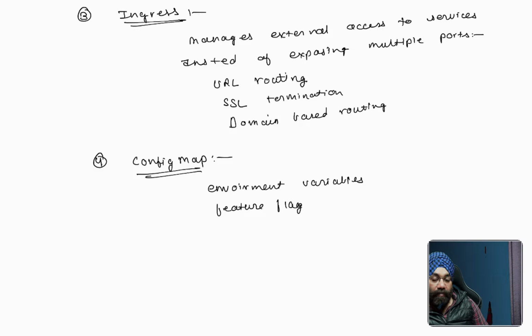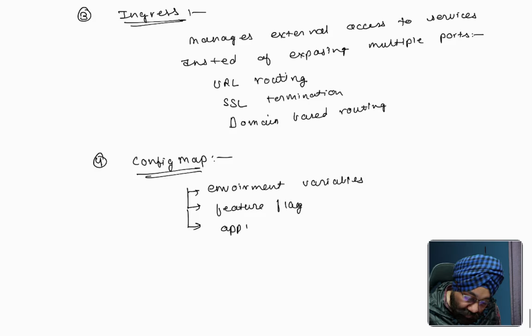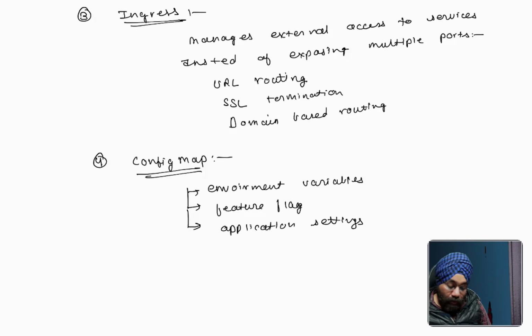You can enable some functionalities, true, false, using feature flags. You can switch between functionalities and other application settings. So basically, it lets you externalize these configurations out of your container image, so that you don't have to rebuild your image. Okay, so this is why config maps are used.